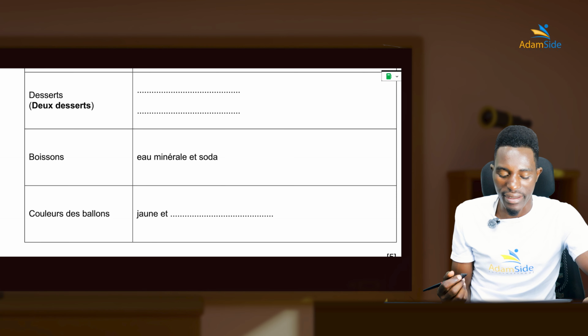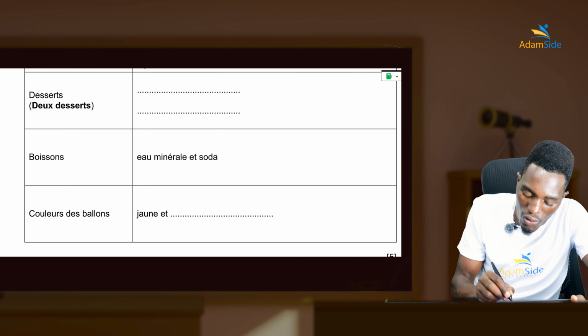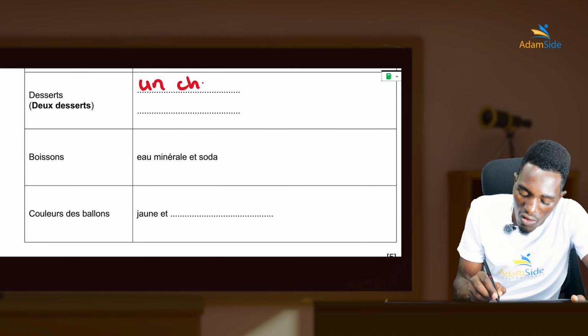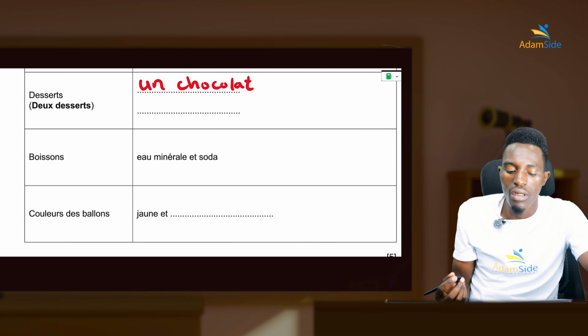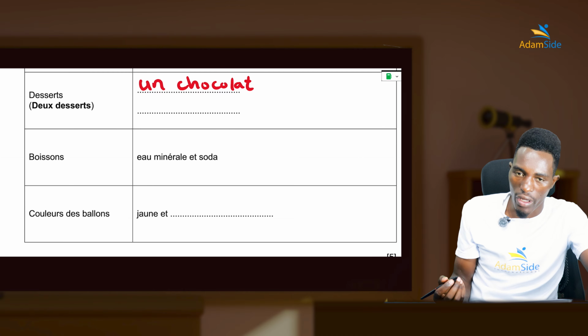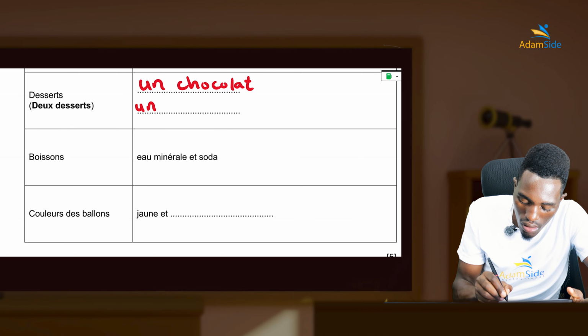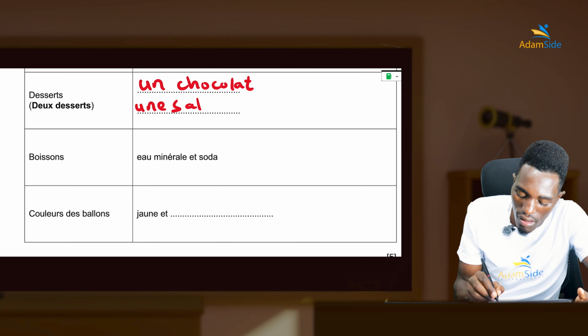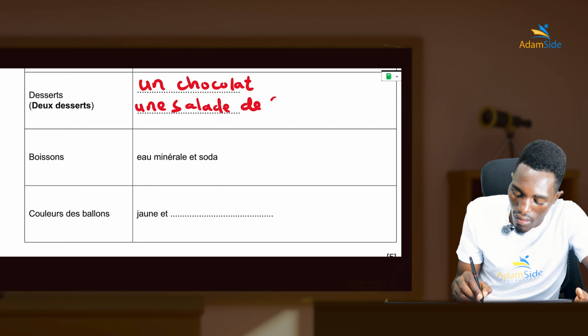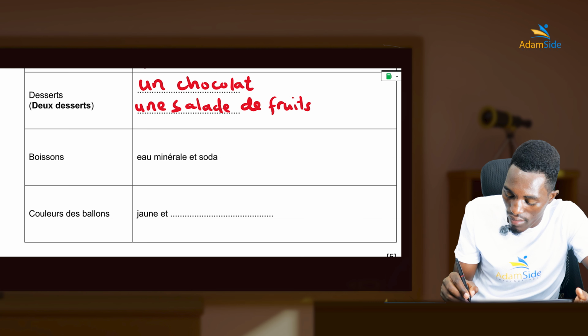Dessert that you wish to order. Maybe un chocolat, oui, un chocolat. Another one, maybe une salade de fruits frais. I want to order maybe a salad: une salade de fruits frais.